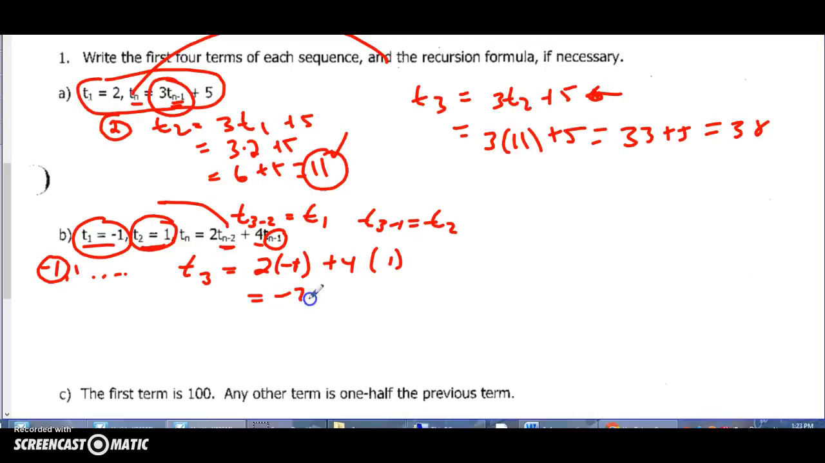Okay, hopefully I didn't confuse you with that. So 2 times 2 values ago, so not 1, but 2 values ago, plus 4 times the previous value, which is there.